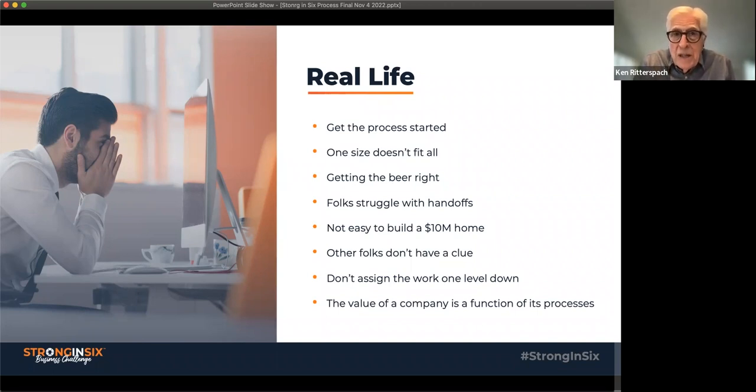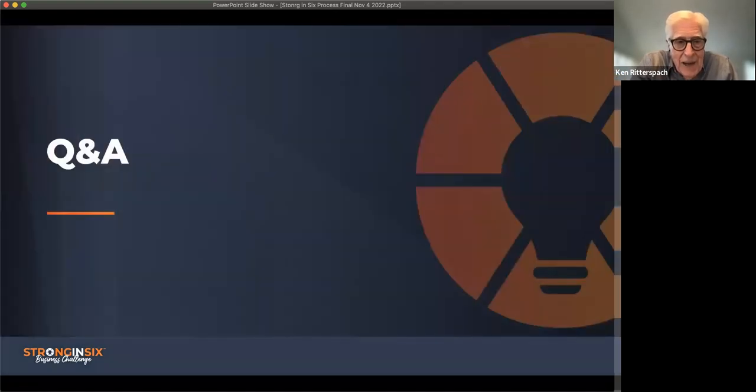And so the process component builds the value of the company because there's something more there than just the energy of the entrepreneur or just the energy of the leadership team, for that matter. The process component gives you substance to your business, gives you something to anchor on. And so that's going to increase the value. Okay. That's what I got.